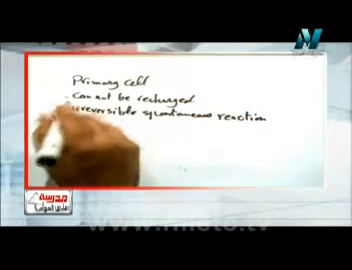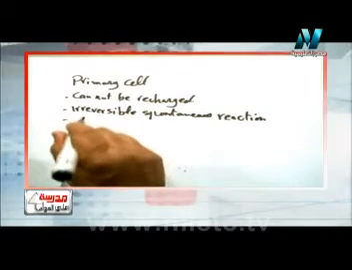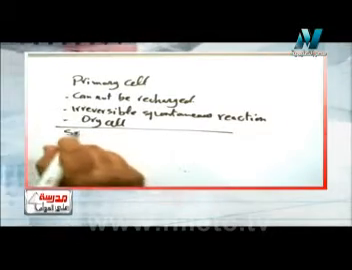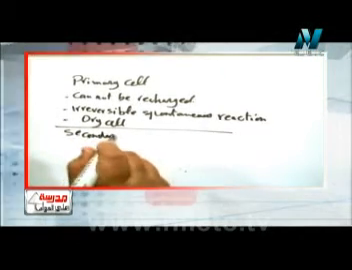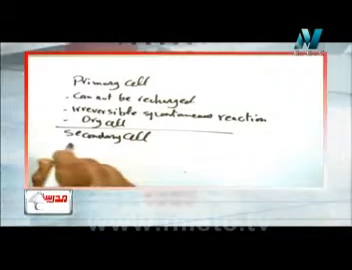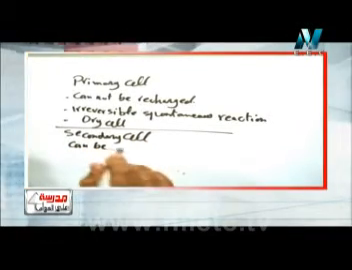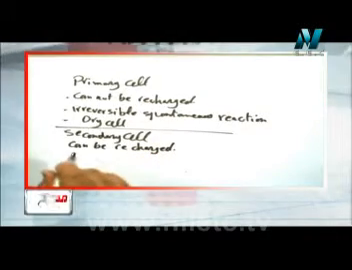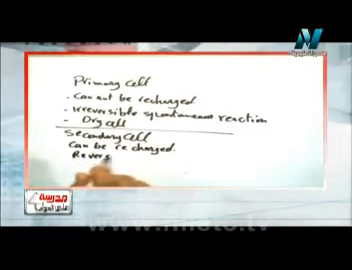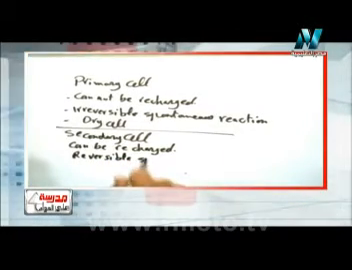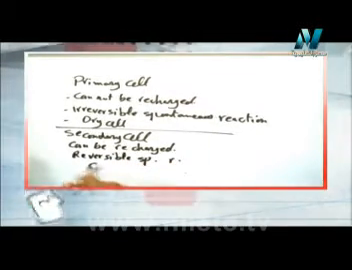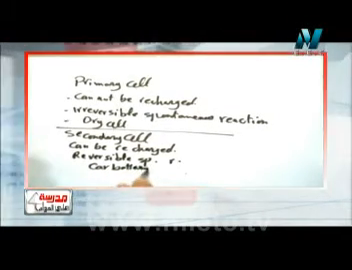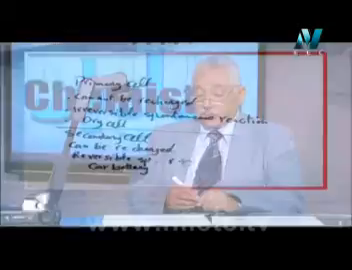And the last point, an example is the dry cell. A dry cell cannot be recharged. While a secondary cell can be recharged, so it has a reversible spontaneous reaction, such as the lead-acid battery. Yes, 3 points in this comparison.